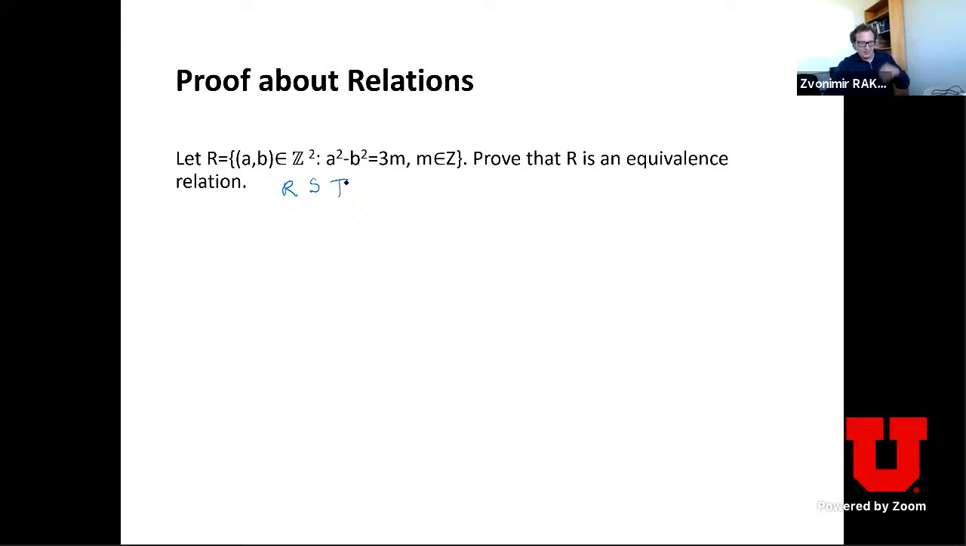So we've done reflexive already, and we've done transitive. Symmetric is not too hard. It's easy to do. So why don't you try to do this? And then we'll meet again. And I'll solve it with you. Okay, breakout rooms.